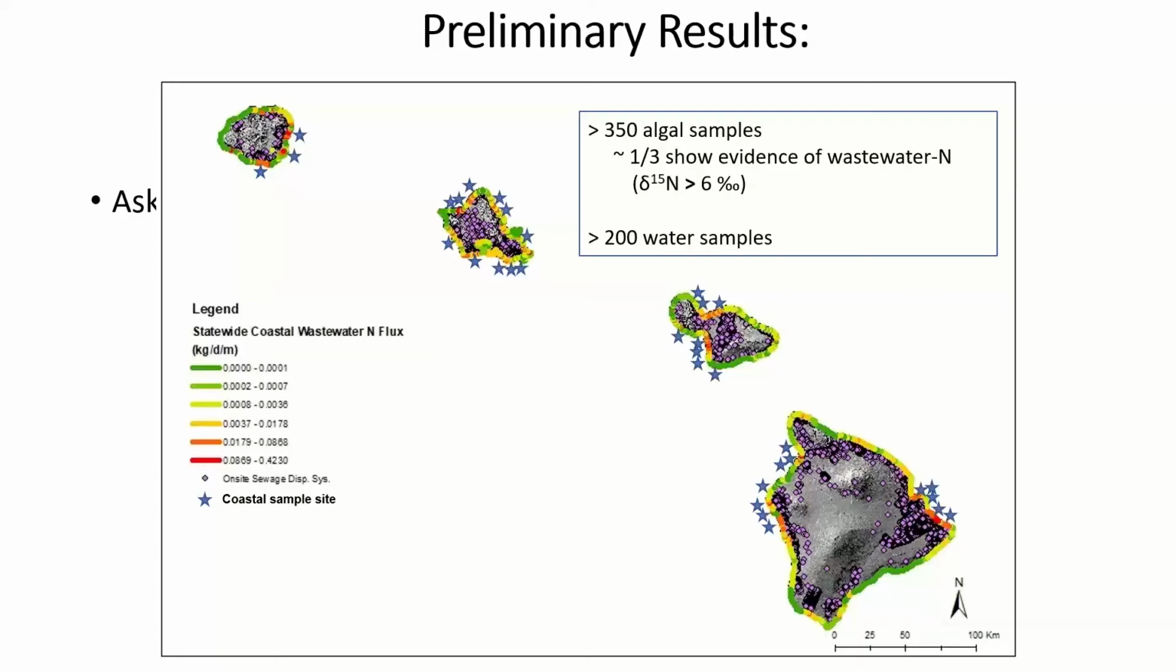This is the result of our modeling effort for the 4 coastlines. This is the wastewater nitrogen flux modeling, shown with the colored bands and dots around the perimeter of the islands. Also shown in blue stars are the coastal sample sites for algae and water. We collected over 350 algal samples, and roughly a third of them show signs of wastewater derived nitrogen in those tissues from their delta 15N values.